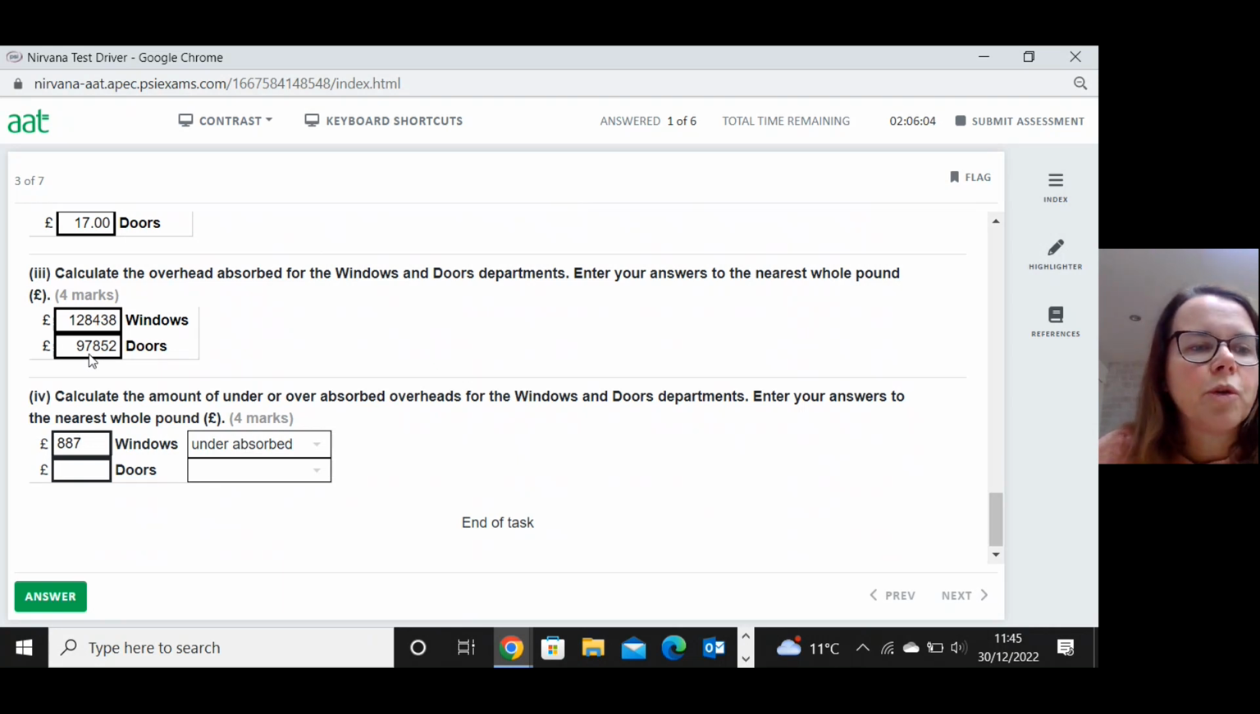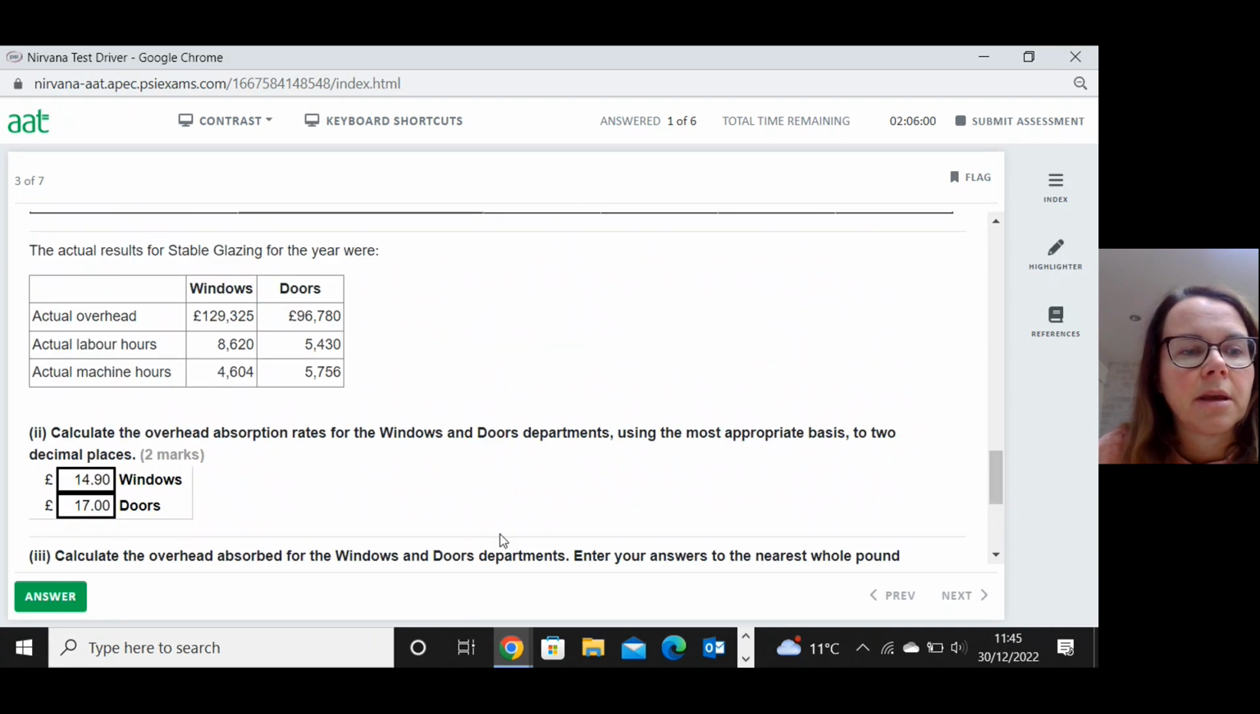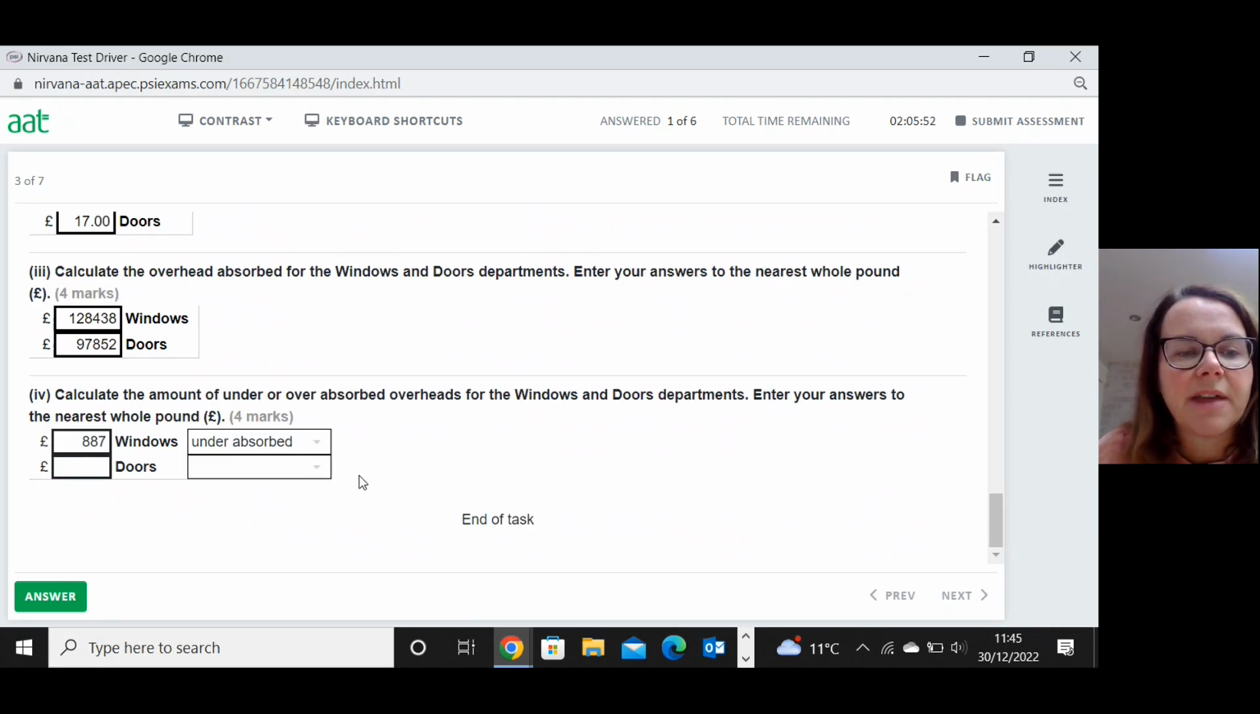For the doors, we've absorbed 97,852. Comparing that to 96,780. So this time the absorbed figure is bigger. So we therefore have over absorbed. And then you just find the difference between the two numbers, which is 1072.